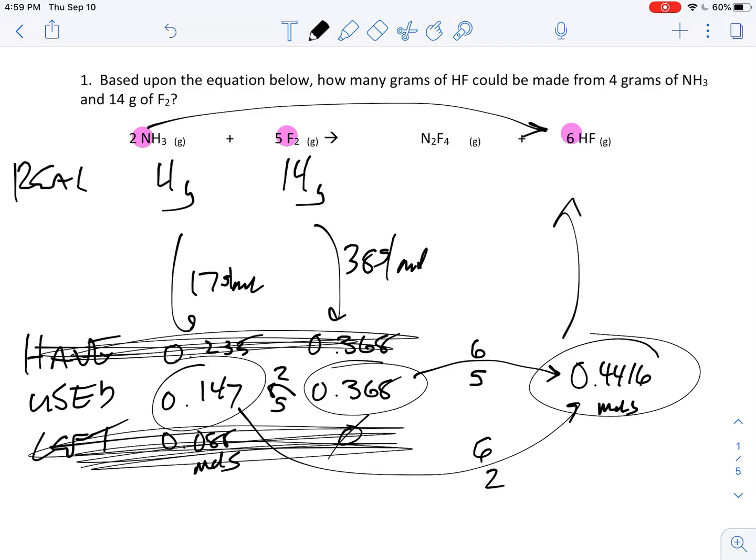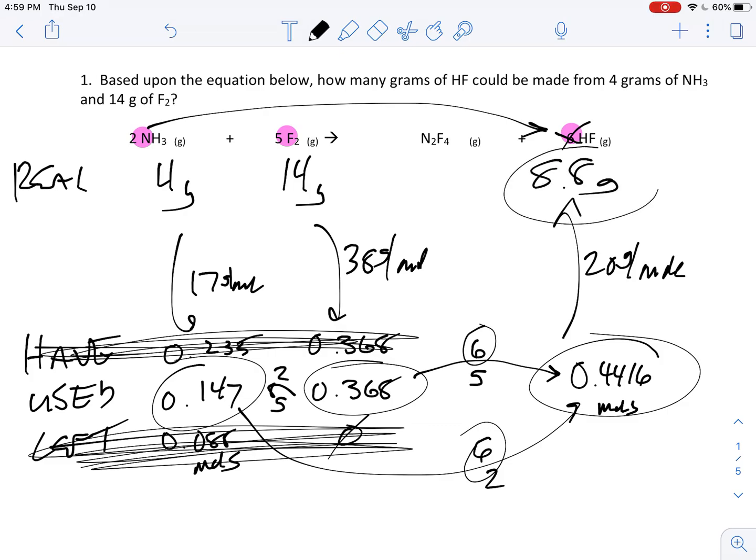And now you want to get up to grams. So you're going to have to take into account the fact that this stuff weighs 20 grams per mole. Don't use the 6. You already used the 6 here and here, depending on which way you went, and so you should end up with in the neighborhood of about 8.8 grams of the HF if you have done the problem correctly.